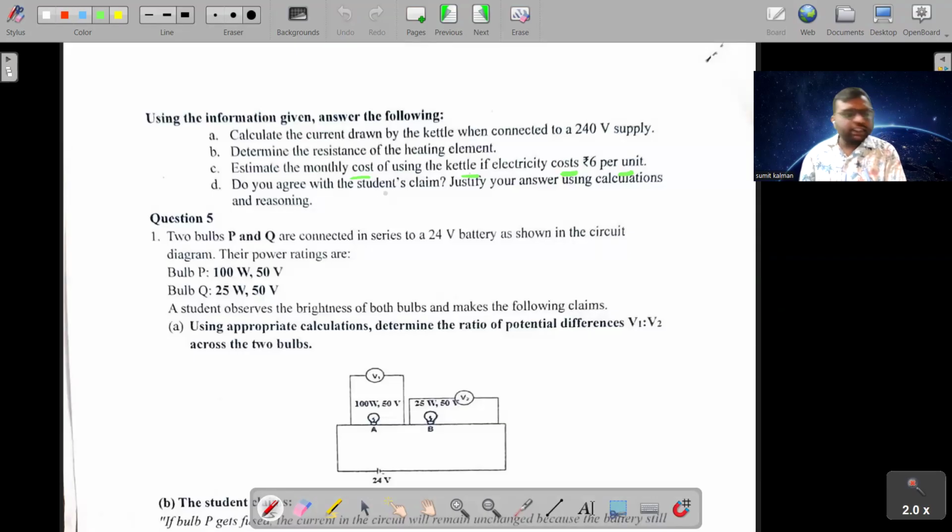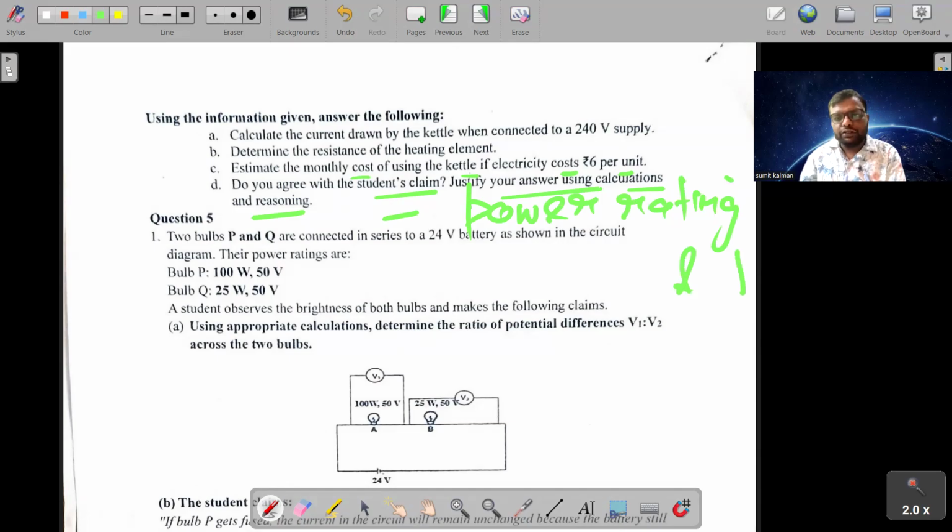Now, next is, do you agree with the student's claim? Justify your answer using calculation and reasoning. So students, what was the claim of the student? That higher wattage appliances will consume more energy. So students, the claim is not always correct. Actually, consumption of electricity also depends on power rating and duration of use. At what time we are using, friends.